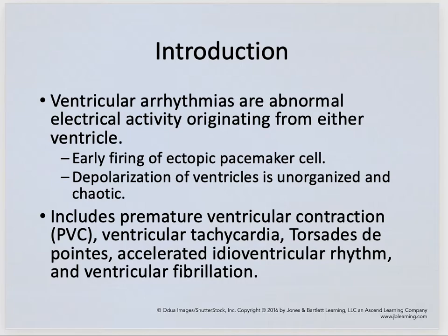So to begin, when you think about anything in the ventricle, a ventricular rhythm, they're abnormal, and it's an electrical activity originating from either the right or the left ventricle. So anything that happens early firing, we call it ectopic, right? So an ectopic means a cell outside. So early firing of an ectopic pacemaker cell, depolarization of ventricles, and what happens when this excitement happens too early, it becomes unorganized and chaotic. So it's not this nice kind of metronome, nice solid beat of contraction. It becomes very unorganized and chaotic. This can include a PVC, premature ventricular contraction, VTAC, torsades de pointes, accelerated idioventricular rhythm, and ventricular fibrillation.